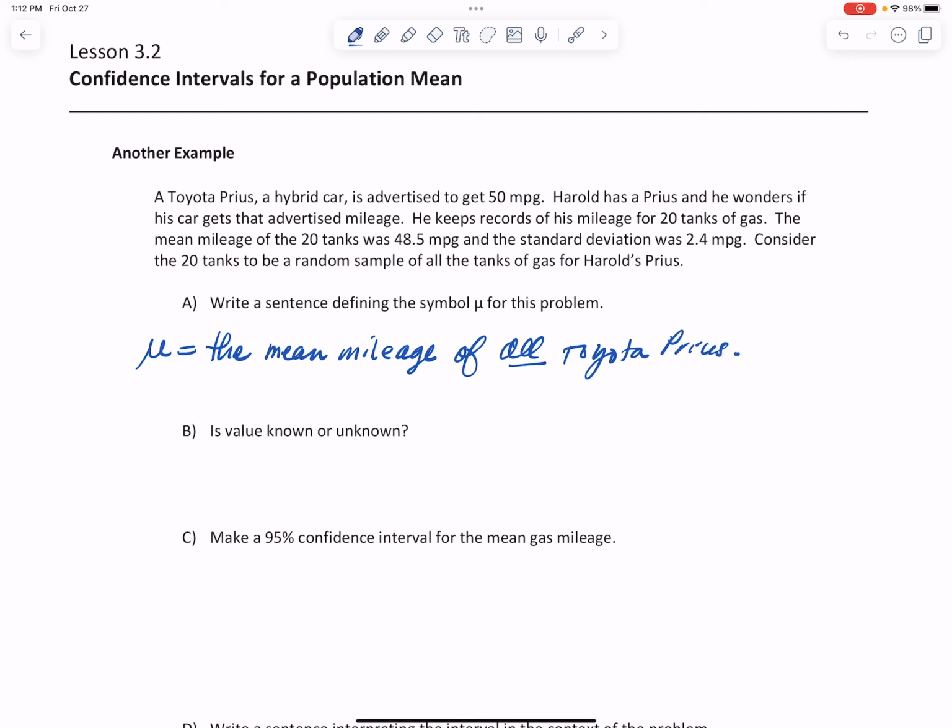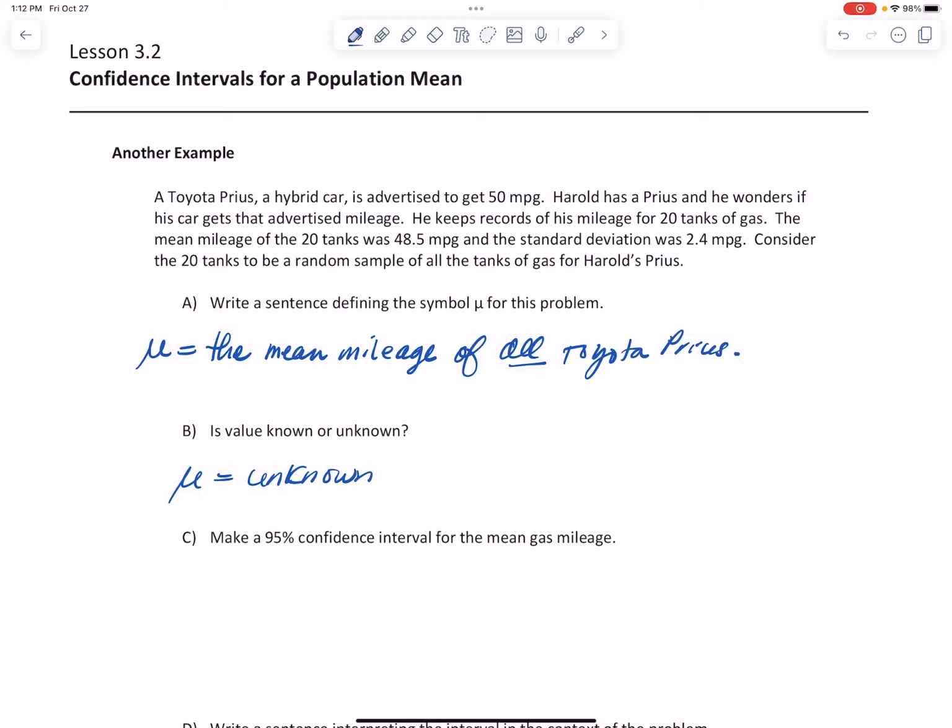And remember that we don't know mu. Mu is unknown, which is why we're trying to find a confidence interval. So our goal is to take a random sample and create an interval that contains the true mean gas mileage for all Toyota Prius. So we're going to make a 95% confidence interval for the mean gas mileage. Essentially, that means if I took 100 random samples, approximately 95% of them would capture the true mean gas mileage for all Toyota Prius.